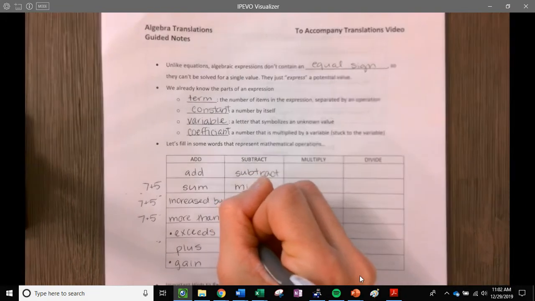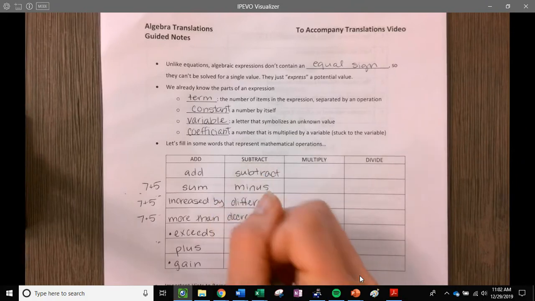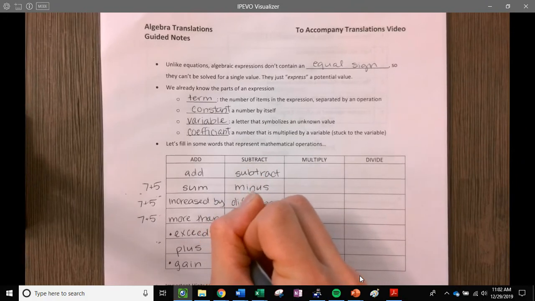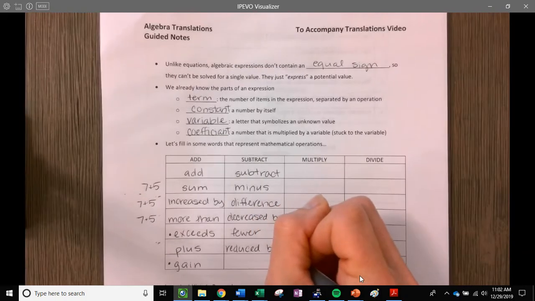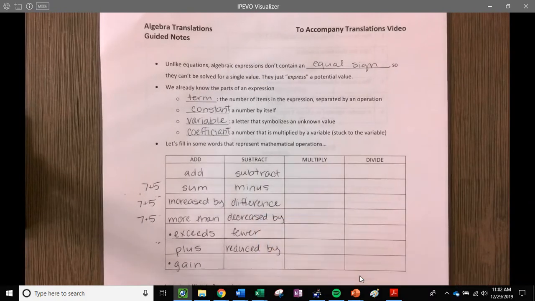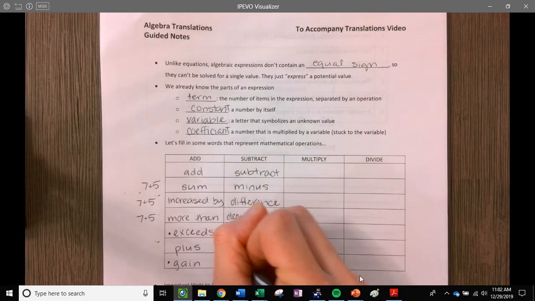Fewer. Along the same lines as decreased by, you may also see reduced by. 7 reduced by 5. Reduced by. Now I'm all self-conscious about my spelling. Okay, and then less than.